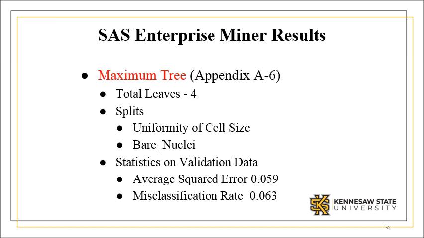0.044. The next step was to create a maximum tree, so I increased the number of levels the tree could create. This tree also determined that the uniformity of cell size and bare nuclei were the most valid indicators of a person being diagnosed with breast cancer. Although the average squared error seems to be on the rise, we have 0.059. Also, the misclassification rate has increased to 0.63.